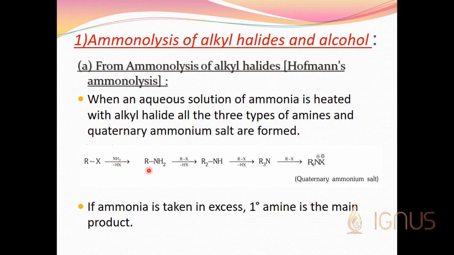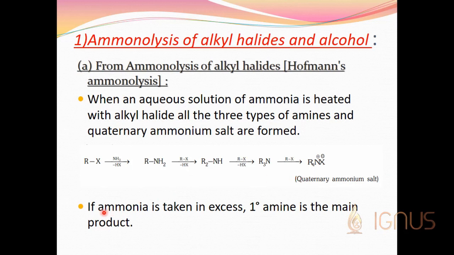Again, this RNH2 can act as a nucleophile. It will attack one more molecule of RX and you will get R2NH, with the liberation of one more molecule of HX. Again, this is highly nucleophilic. It will attack one more molecule of RX and you will get R3N. This is a tertiary amine. Again, this tertiary amine will attack RX and you will get quaternary ammonium salt. It is a simple nucleophilic substitution reaction.